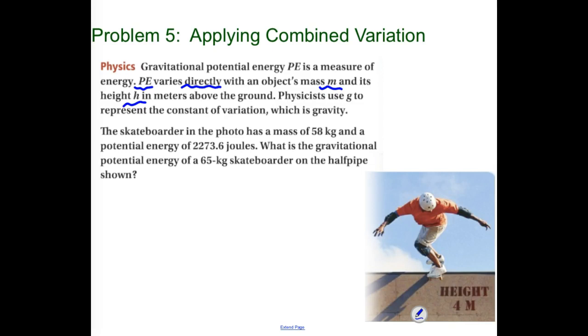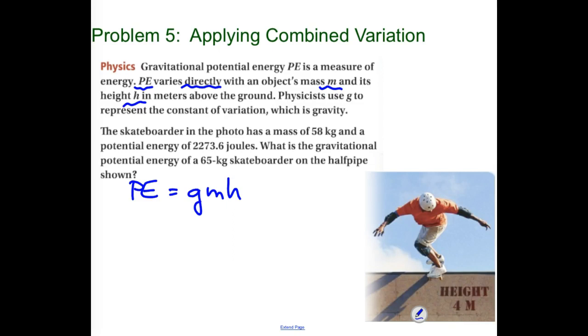So, PE, potential energy, varies. We're going to have a constant of variation. Again, they are using a g for gravity. It varies directly with its mass and its height. So they also could have said jointly, right, because it's a direct variation with more than one variable. So with mass and height.